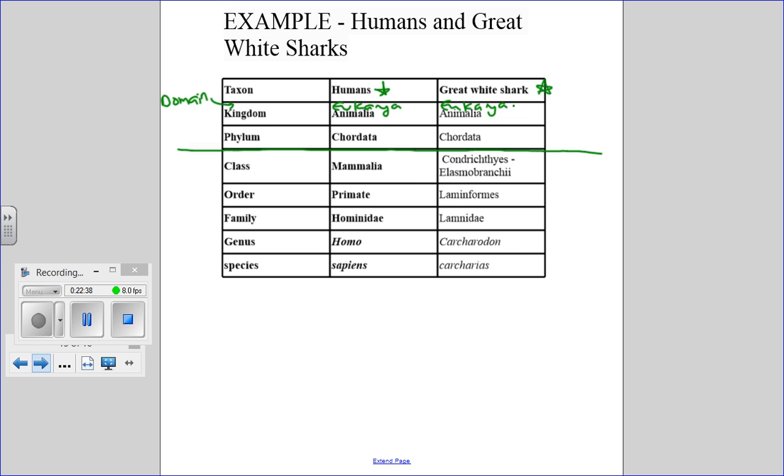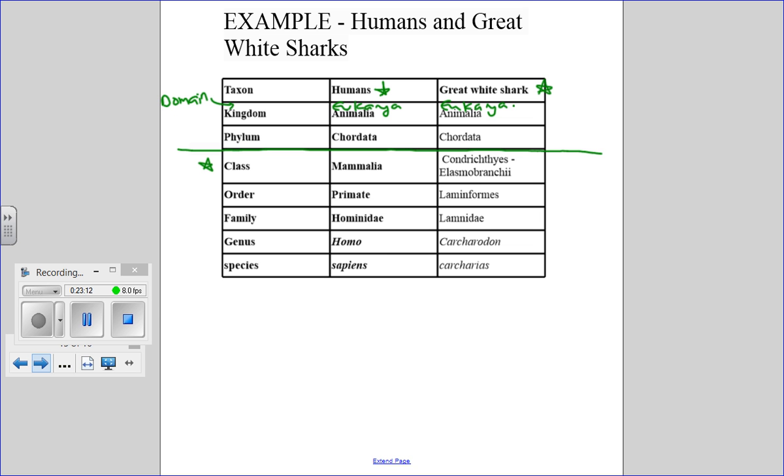We already know what chordata means. It means spinal cord. But here's where they have a difference. Their class is not the same. So humans are mammals, and great white sharks are in this category called elasmobranchi. It has to do with the fact that they're made out of cartilage and the way that they breathe. So obviously, they're in a different class. And then notice that everything beyond that is different. Now, great white sharks are a particular type of shark, so that's why they're in this order Lamniform and Lamnidae.